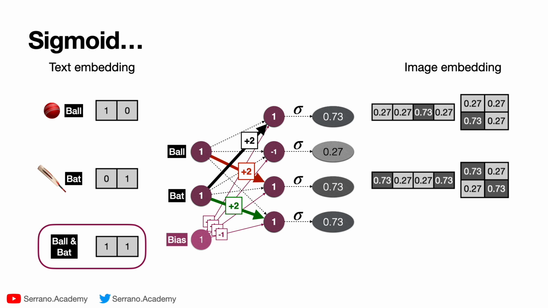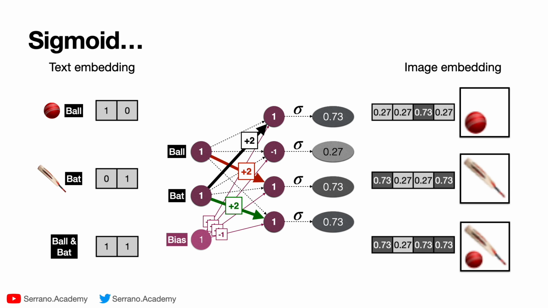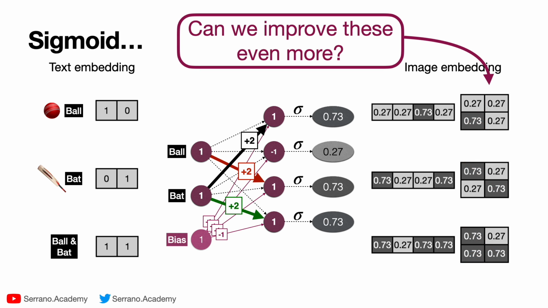And that's a slightly better image of a ball and a bat. So we managed to make the images a little bit better, but they're still not perfect. So the question is, can we improve these even more? And the answer is yes, we can continue improving this neural network.